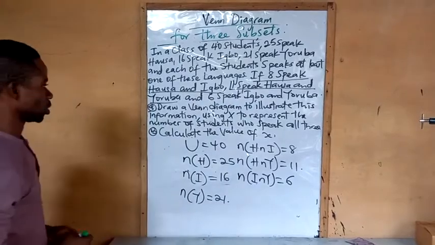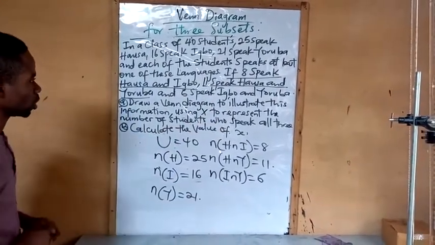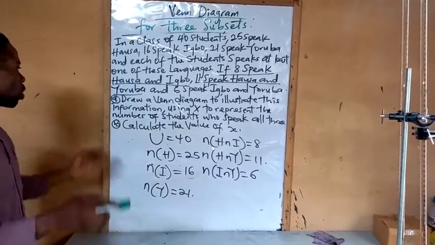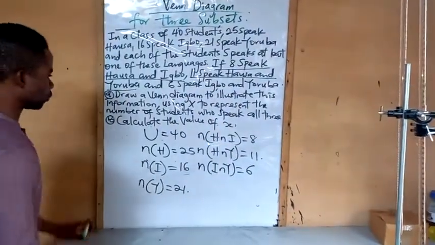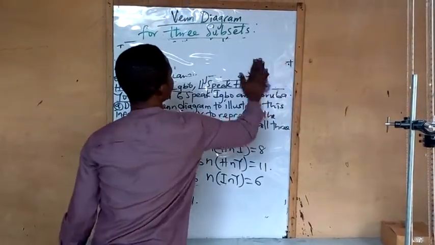Now, draw a Venn diagram to illustrate this information, using X to represent the number of students who speak all 3. After we've written all these out, let's represent it on the Venn diagram.